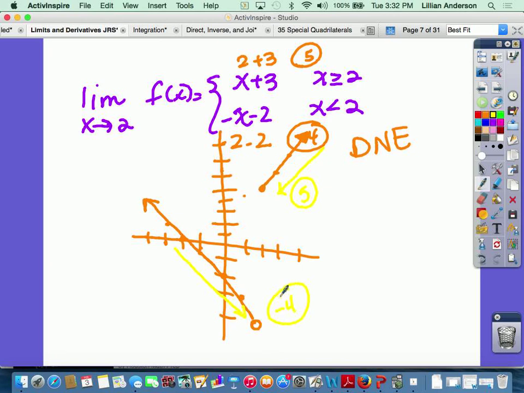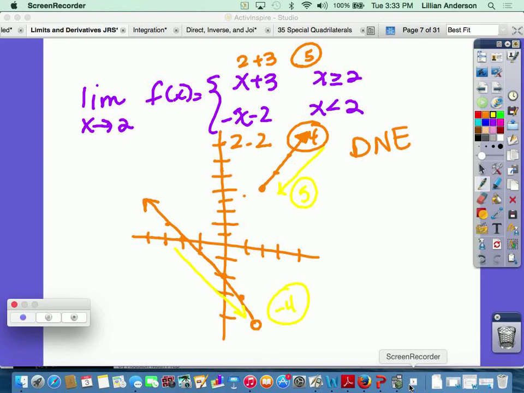These are not the same. That's why the limit does not exist. If you have any questions, let me know.